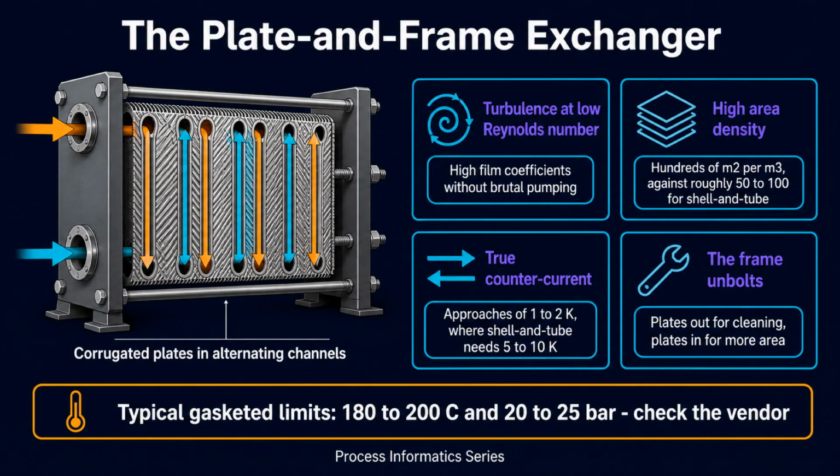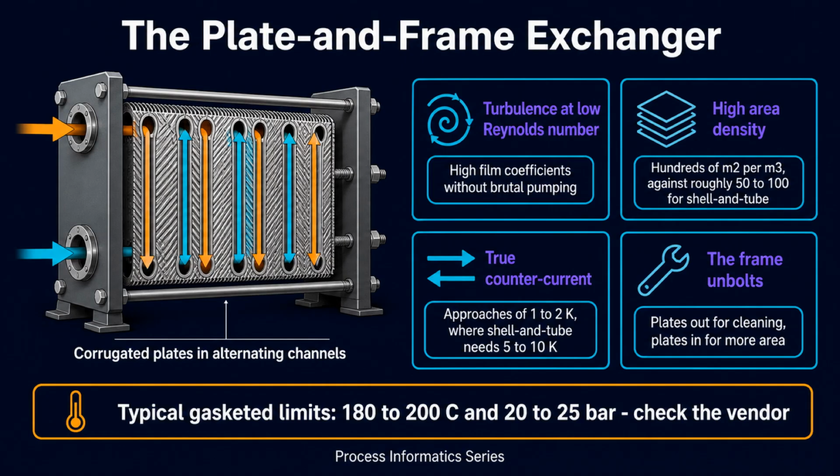Its rival in clean liquid service is the plate-and-frame exchanger, a stack of thin corrugated metal plates clamped in a frame, with hot and cold streams flowing in alternating narrow channels. 4 properties follow from that geometry. The corrugations trip the flow into turbulence at low Reynolds numbers, so the film coefficients of Chapter 1 are high without brutal pumping. Area density, the surface packed into a cubic meter of equipment, runs in the hundreds of square meters per cubic meter, against roughly 50 to 100 for shell-and-tube, so the same duty arrives in a fraction of the floor space.